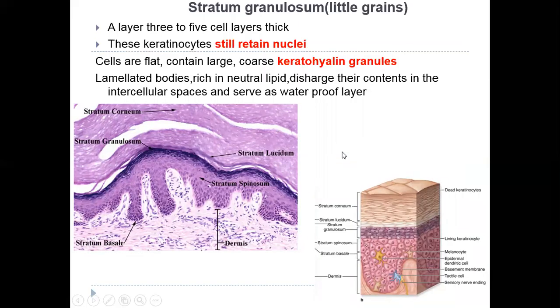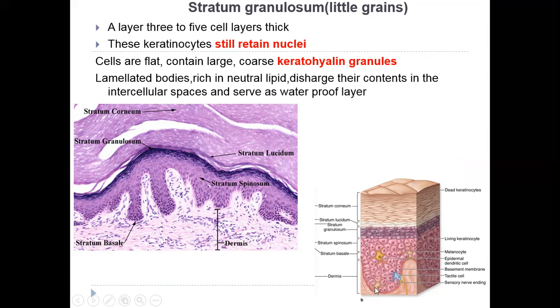Coming to the next one, stratum granulosum. It has small grains in it, and it takes a deep stain, and it is 2 to 3 layers in thickness. Here, the cells are 2 to 3 layers in thickness. Cells are flat, large, and contain large coarse keratohyalin granules. So they contain granules called keratohyalin granules. They have the nucleus.